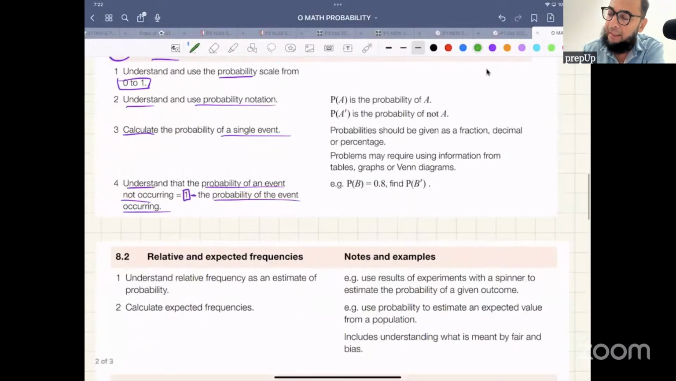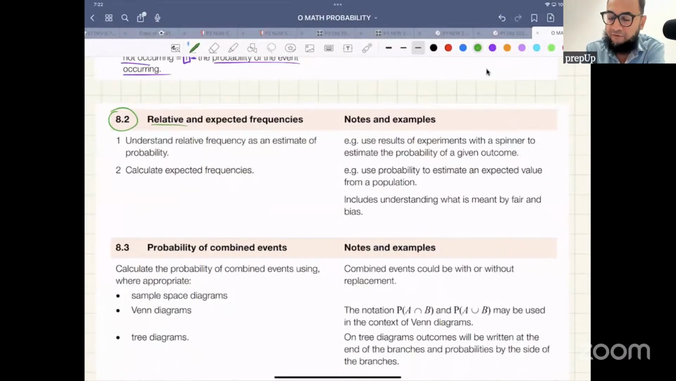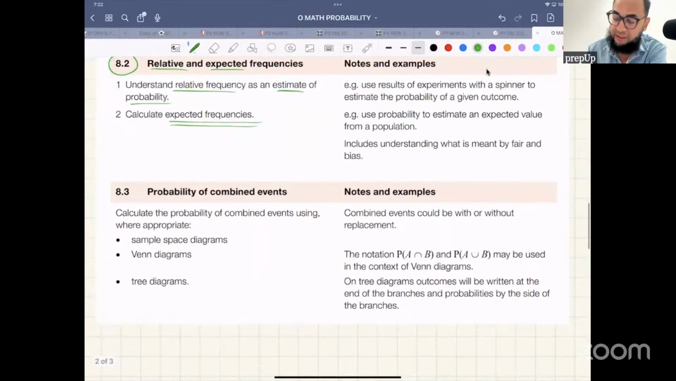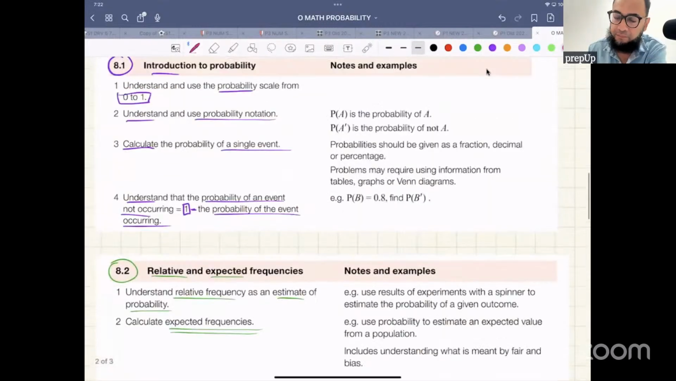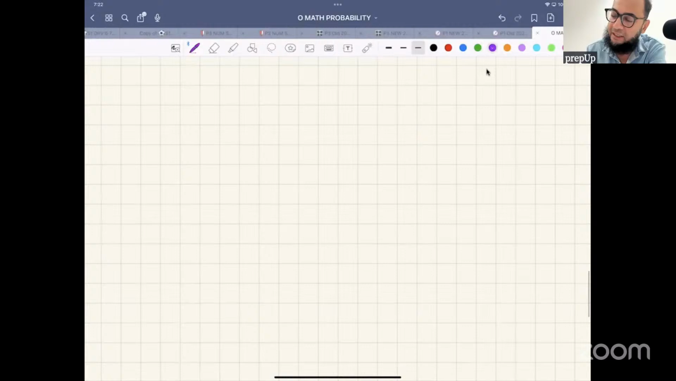The second thing is relative and expected frequencies. Understand relative frequency as an estimate of probability. So, is there a difference between relative frequency and probability? We will see either in the first lecture or in the second lecture. Calculate expected frequencies. The third thing is probability of combined events. Calculate the probability of a combined event using a sample space diagram, a Venn diagram, a tree diagram. So let's get started with the first thing, that is the introduction.